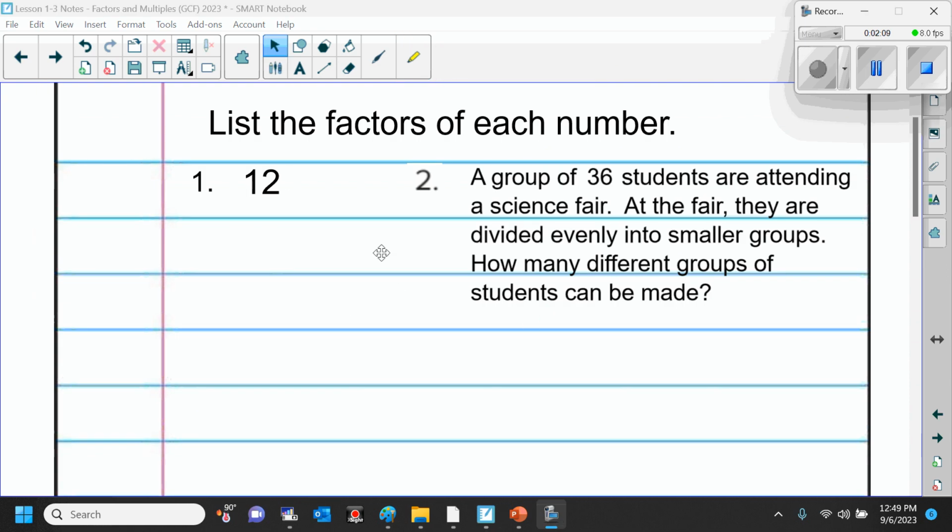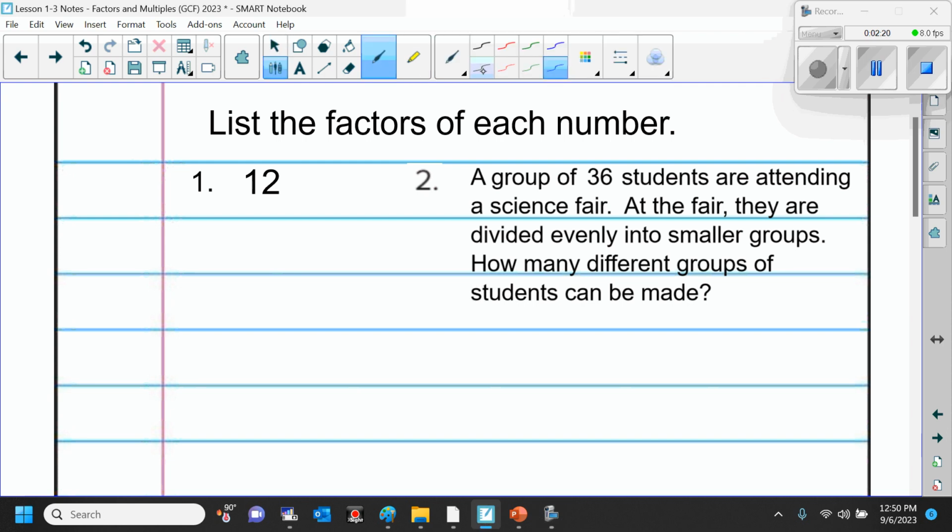So here, this is still in the intro, we want to list the factors of each number. So for 12, what numbers can I multiply to get 12? I like to start with 1. So you've got 1 times 12. You've got what? 2 times 6. And you've got 3 times 4. Okay? So those are the numbers that you're going to multiply to get 12. Those are the factors of 12. So we say 1, 2, 3, 4, 6, 12. Those are the factors of 12.